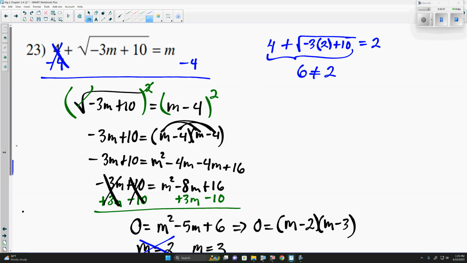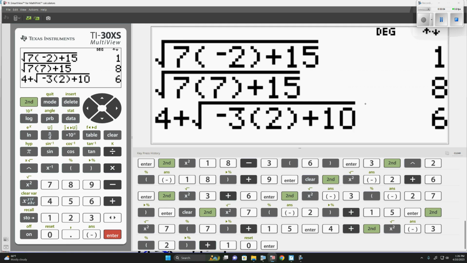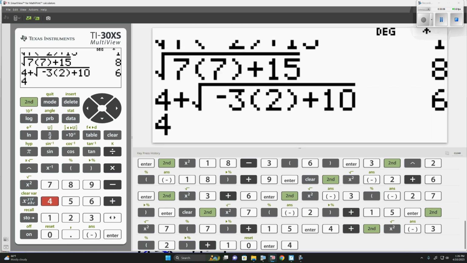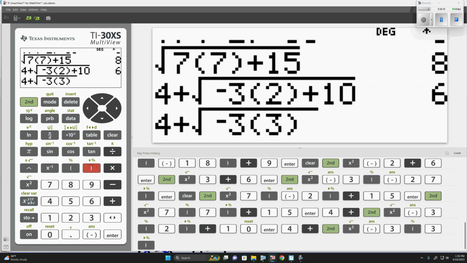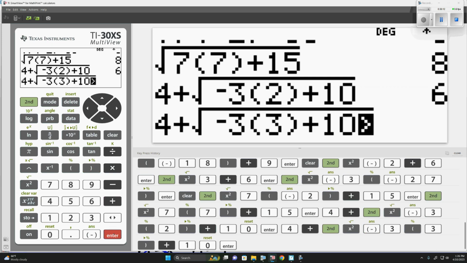Now we just need to check 3. 4 plus the square root of negative 3 times 3 plus 10 is equal to 3. So in the calculator, we can do 4 plus square root, negative 3 times 3 plus 10, and this should give us 3.